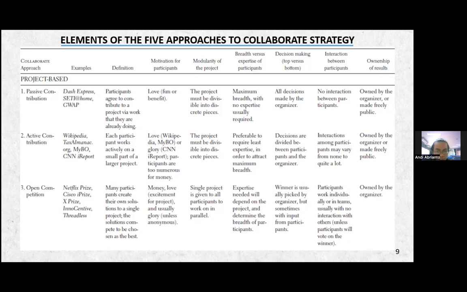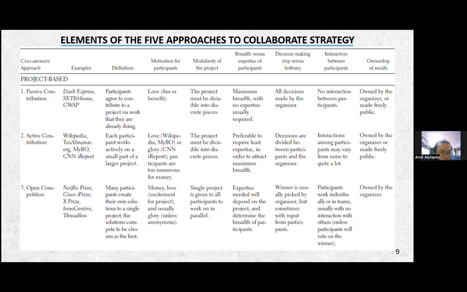Interaction between participants may vary from none to many. The results of the collaboration are owned by the organizer, although they may be made freely available to the public. For example, Wikipedia licenses its content under Creative Commons and GNU Free Documentation.